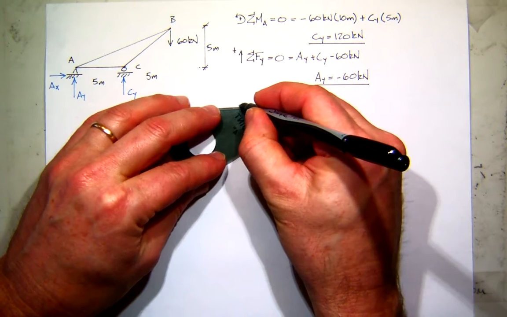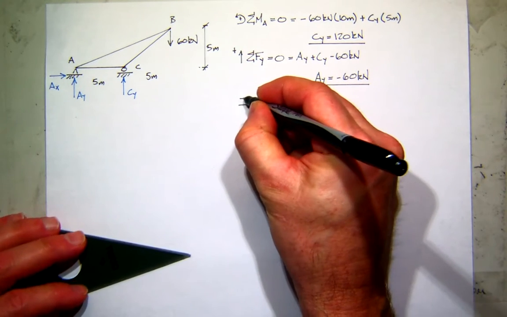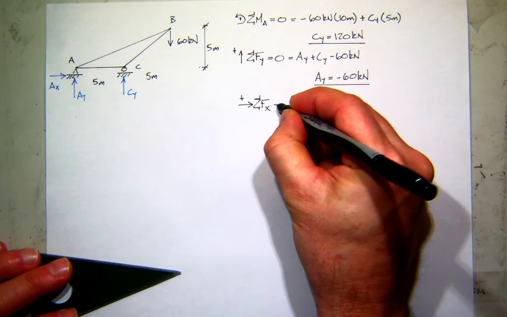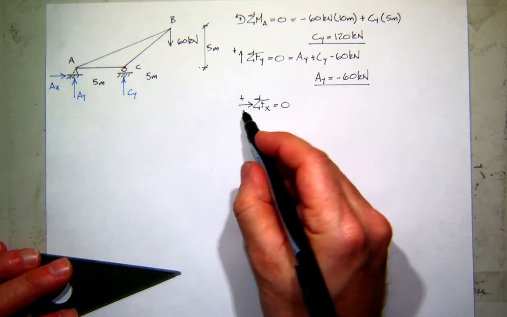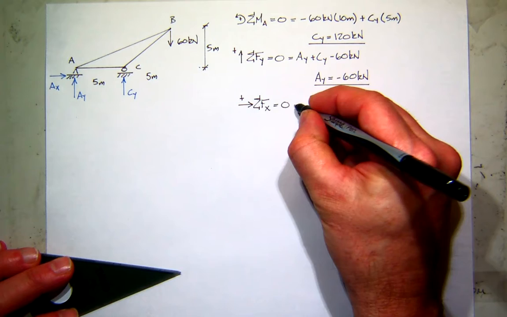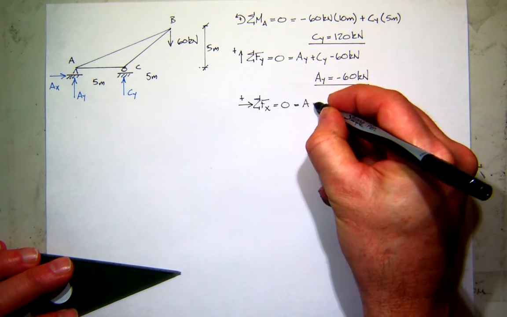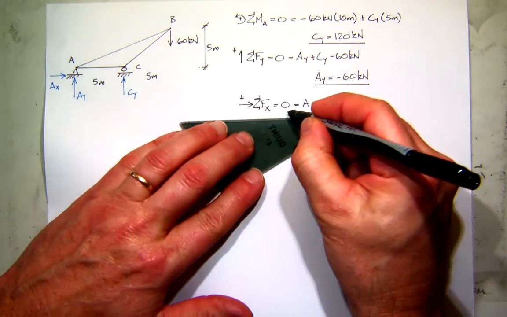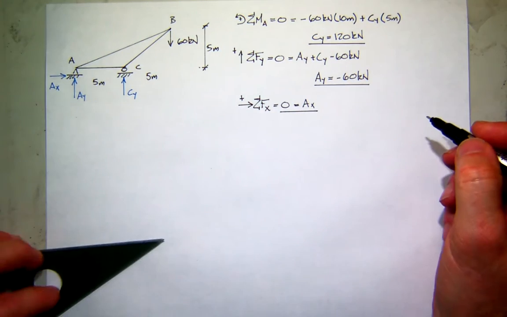And then the last reaction I have will be in the X direction. So I'll sum all my forces in the X direction. Make sure they're 0. I'll assume to the right is positive. AX is to the right, so that's a positive force. And, well, nothing else. So AX is 0.